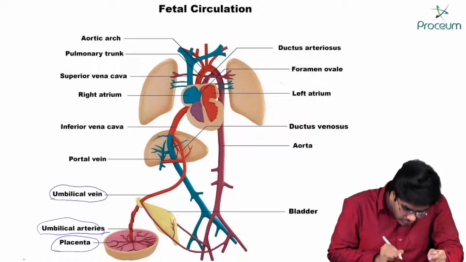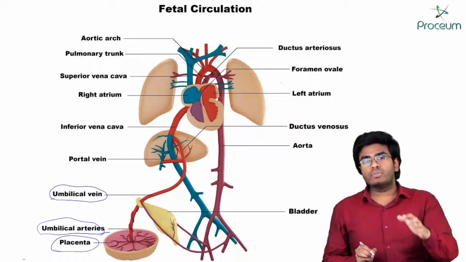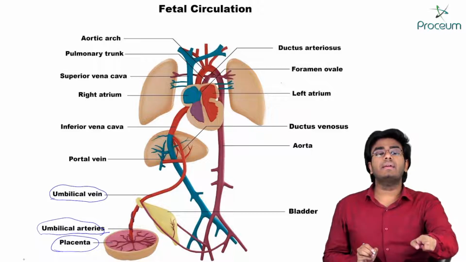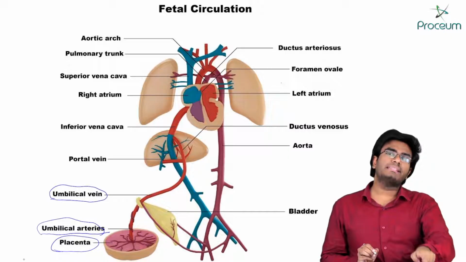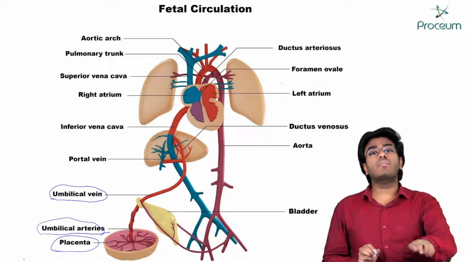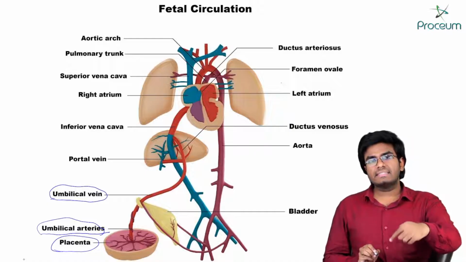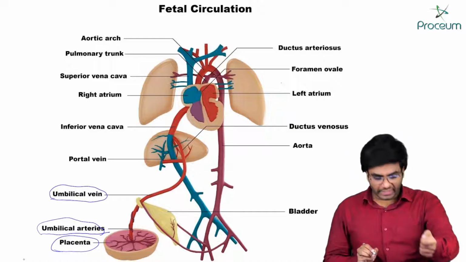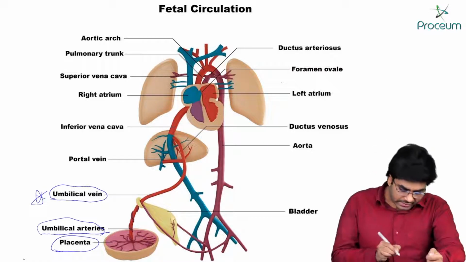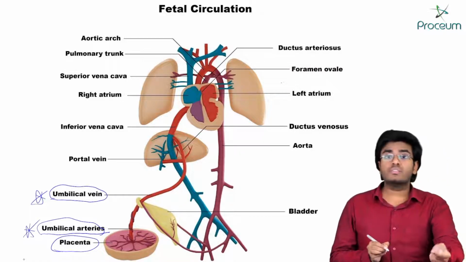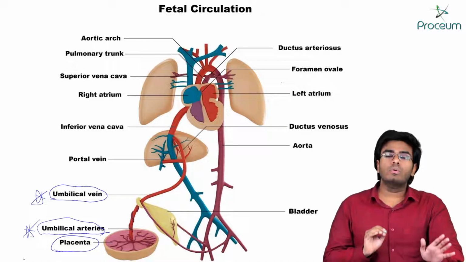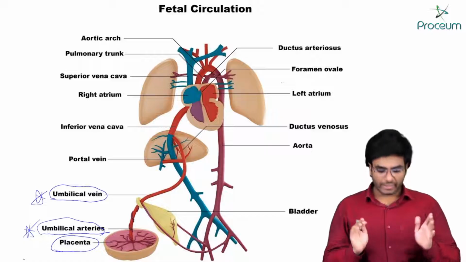Guys, you have to understand the difference. Usually in your body and my body, the oxygenated blood is carried by arteries and deoxygenated blood is carried by veins. But in the fetus, the oxygenated blood from the placenta is carried to the fetus by umbilical veins, and the deoxygenated blood is carried from the fetus to the placenta by umbilical arteries. Okay, well and good. Now, the oxygenated blood is in the umbilical veins.